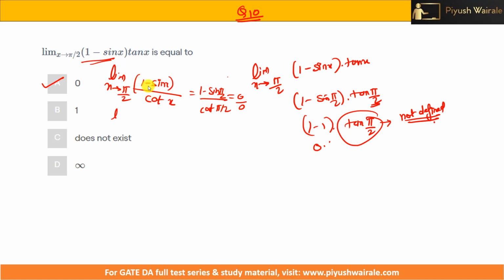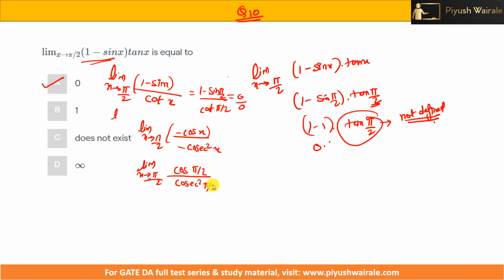Now you can apply the L'Hospital rule. Just take the derivative. So limit x tends to pi by 2, 1 minus sine x. The derivative of 1 is 0, minus sine x is basically minus cos x, right? And what about the cot x derivative? That is minus cosec square x, right? Now minus minus will get cancelled. So limit x tends to pi by 2, just put cos pi by 2 divided by cosec square pi by 2.